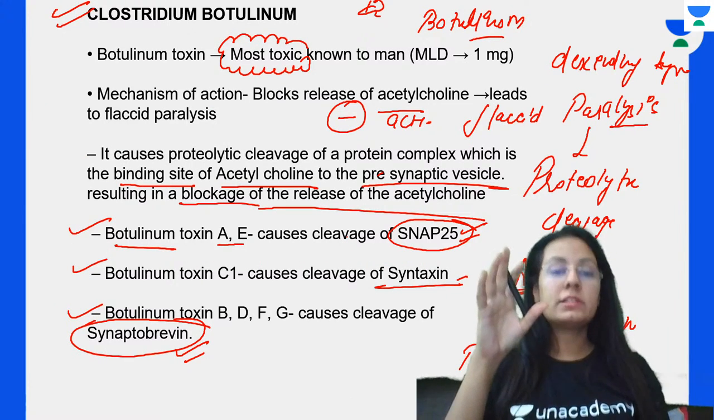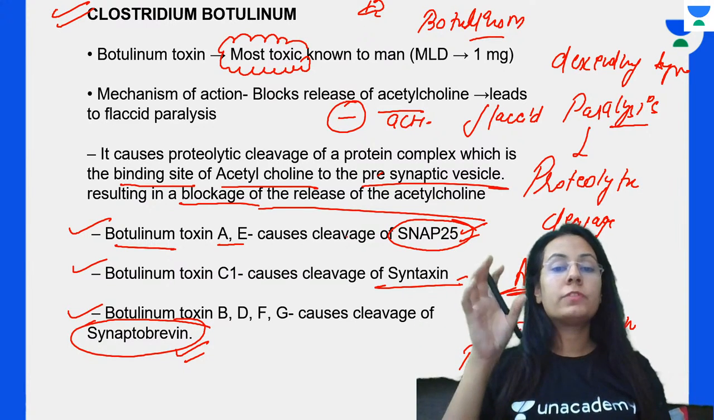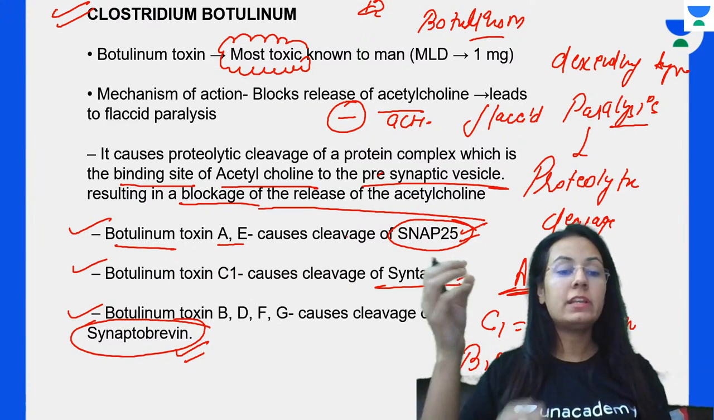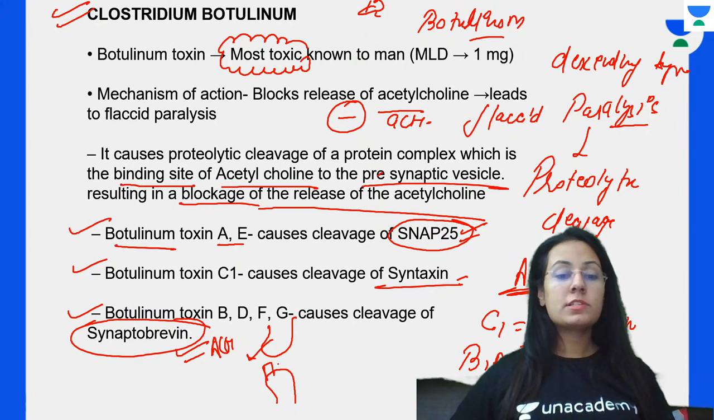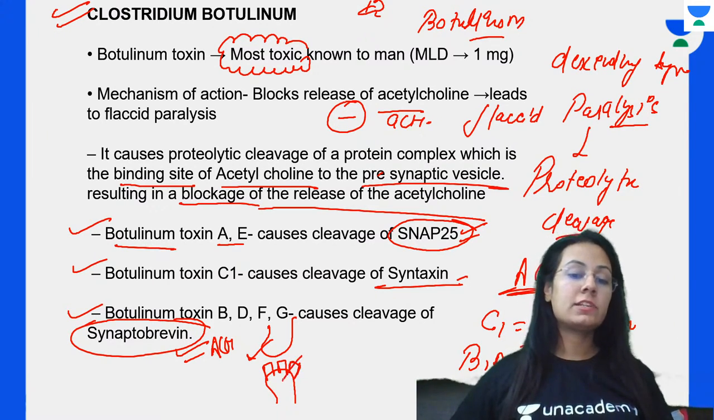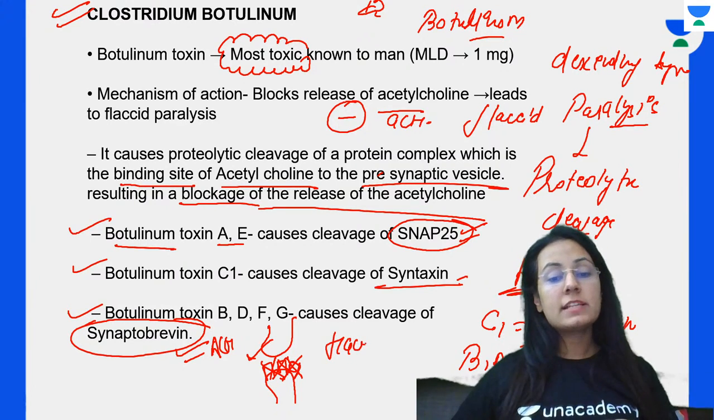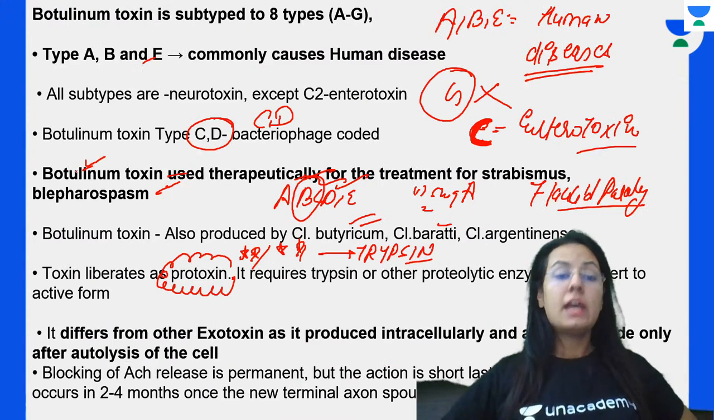And what is the main toxin doing? It is inhibiting the release of the ACh. How? It causes the cleavage of SNAP25, syntaxin, or synaptobrevin. This is the synaptic junction. It blocks the acetylcholine, because it causes the cleavage of the binding site for the ACh, so ACh doesn't find any site to bind, and release is blocked, causing flaccid paralysis, descending flaccid paralysis, by causing the cleavage of SNAP25, syntaxin, and synaptobrevin.